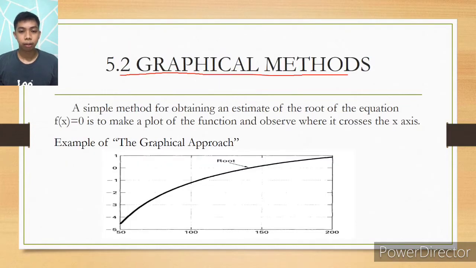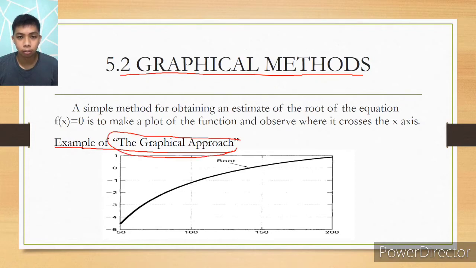Graphical method. A simple method of obtaining an estimate of the root of the equation f(x) = 0 is to make a plot of the function and observe where it crosses the x-axis. So, I provide a simple example of the graphical approach so you can easily understand.